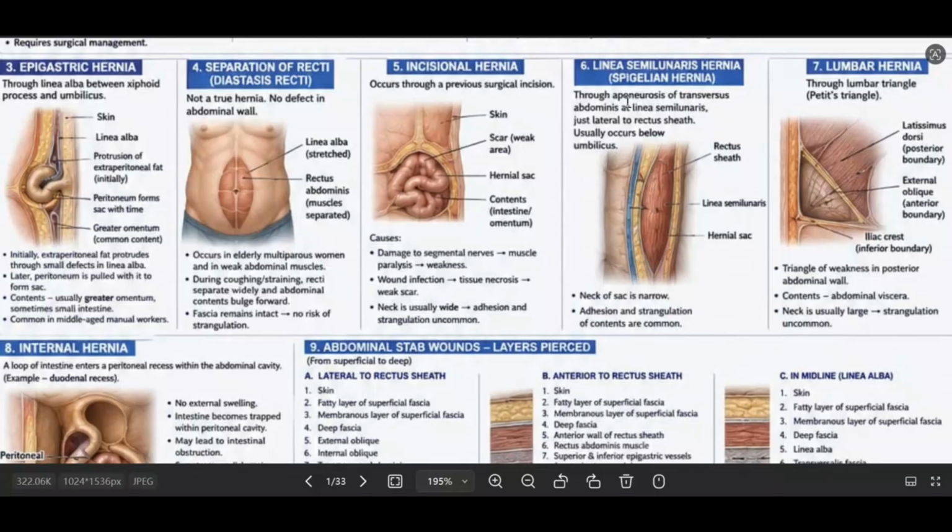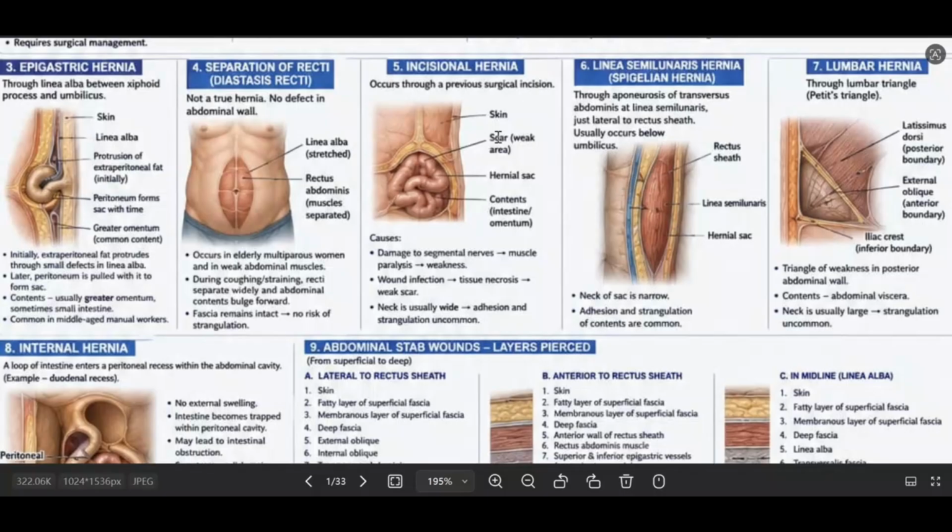Now the site at which it occurs is through the aponeurosis of the transversus abdominis at the linea semilunaris. The aponeurosis of the transversus abdominis is going to lead towards the hernia of the linea semilunaris, and it is just lateral to the rectus sheath. Okay, it is usually found below the level of the umbilicus. And now what is the clinical importance of this hernia?